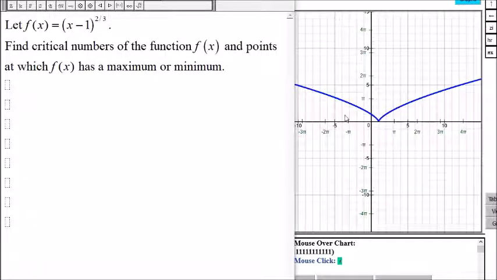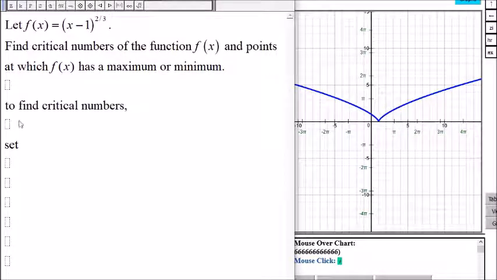And so we look at the graph, it looks like we have a minimum, it looks like it's the point (1, 0). And so let's find the critical numbers and see if it is (1, 0). To find critical numbers, find the derivative first and then set it equal to 0. So first we need the derivative right here.